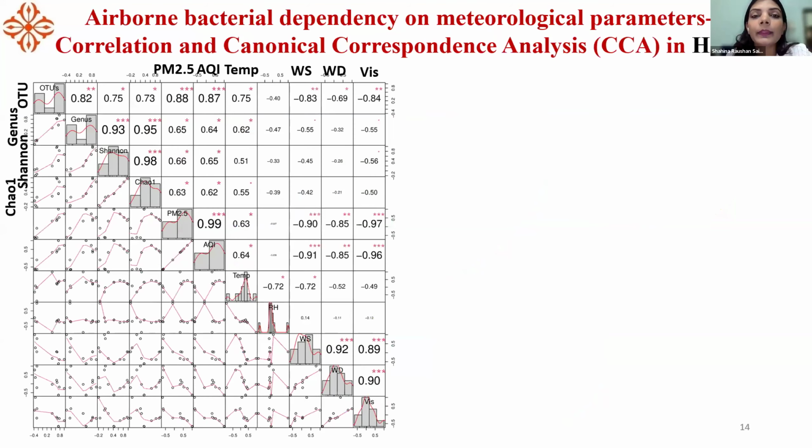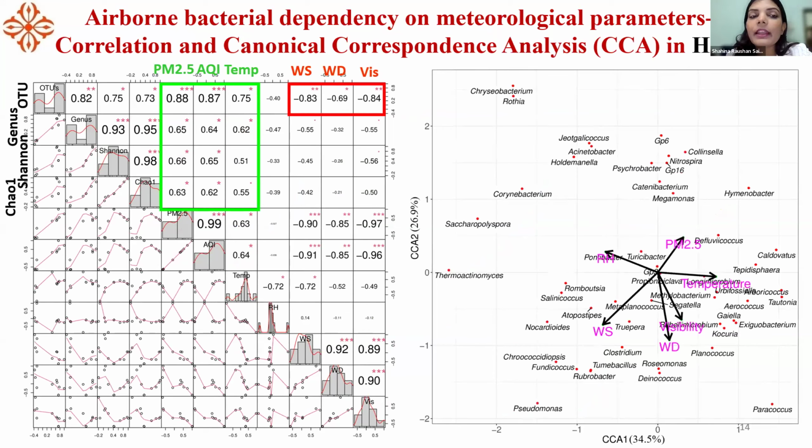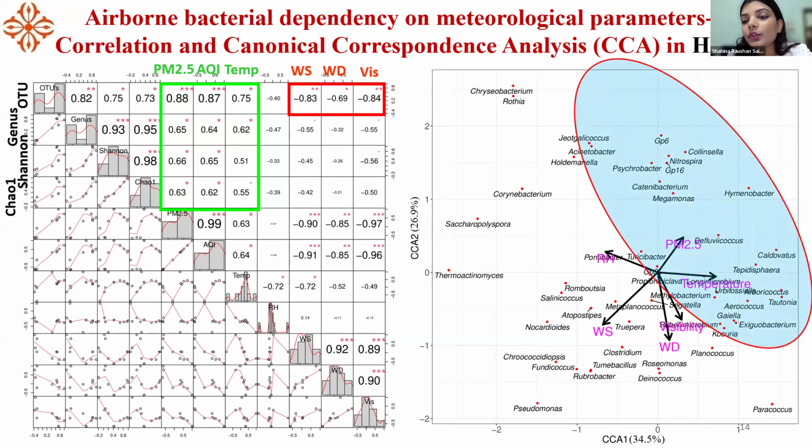bacterial populations. Now, to see how they depend on different meteorological parameters, we performed a correlation analysis plot, where we found a positive correlation with PM 2.5, AQI, and temperature in hazy conditions. However, a negative correlation was found with wind speed, wind direction, and visibility. So higher PM 2.5 helps in the enhancement of bacterial population in the atmosphere, which was further confirmed with the CCA plot, where we found dominant bacterial species were highly correlated with PM 2.5 and temperature.